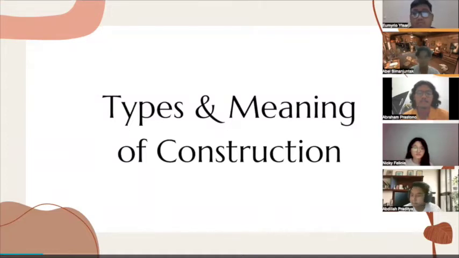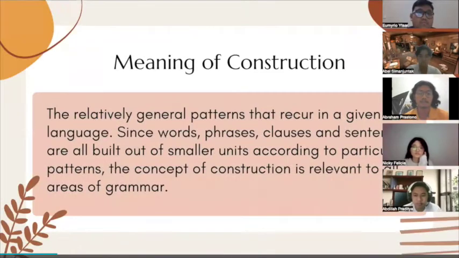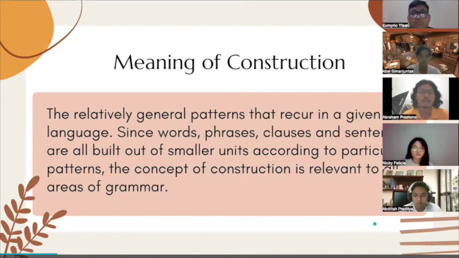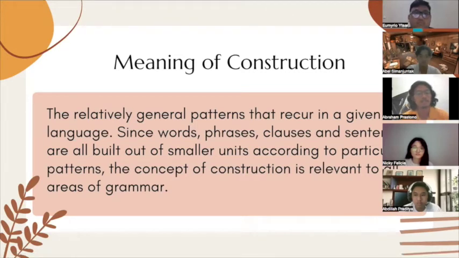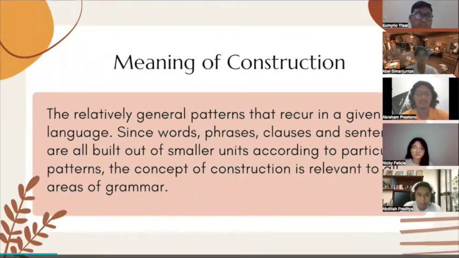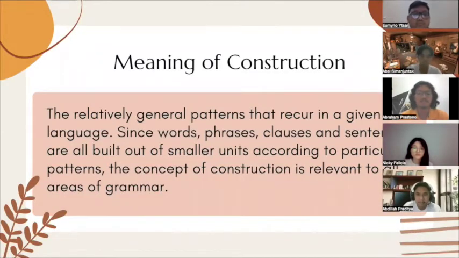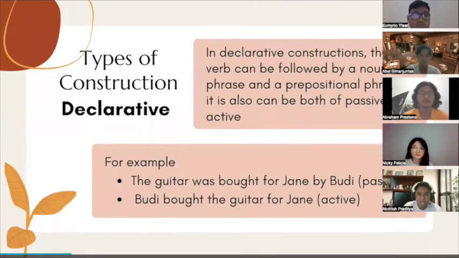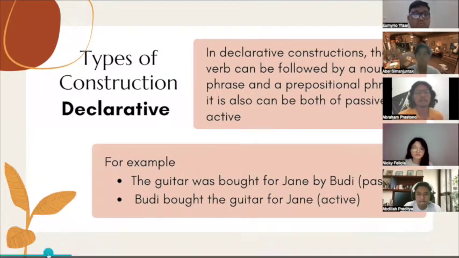So the first thing that I'm going to explain is types and meaning of construction. The meaning of construction: the relatively general patterns that recur in a given language, since words, phrases, clauses, and sentences are built out of smaller units according to particular patterns. The concept of constructions is relevant to all areas of grammar. Next is types of construction.